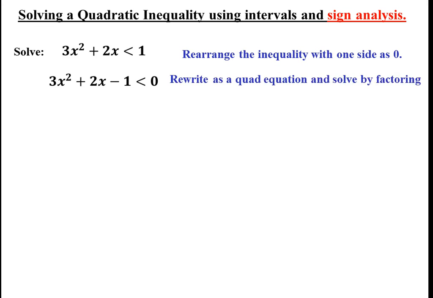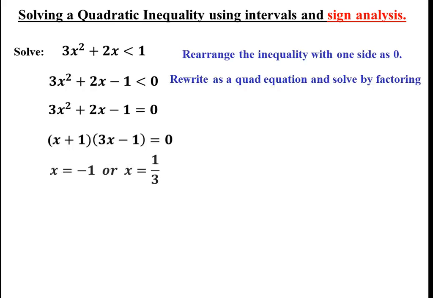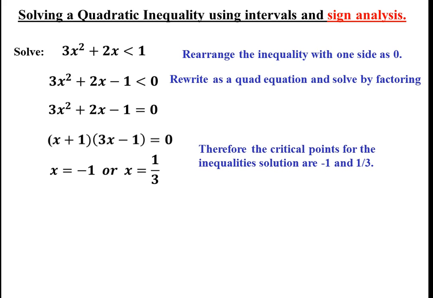Now we're going to rewrite this as a quadratic equation and solve by factoring yet again. So nothing new. As a quadratic equation, it's 3x squared plus 2x minus 1 equals 0. And if I solve it by factoring, again, we can factor the left side of this quadratic equation to be x plus 1 times 3x minus 1. So that's a skill we expect you to have at this point. Now solve this quadratic equation. We get x equals negative 1 or x equals positive 1/3. So therefore, the critical points for the inequality solutions are x is negative 1 and x is 1/3.